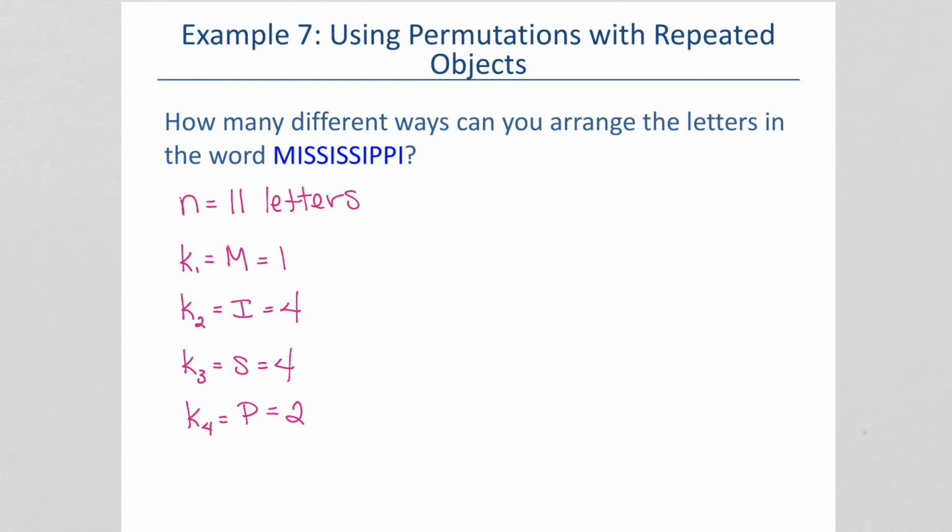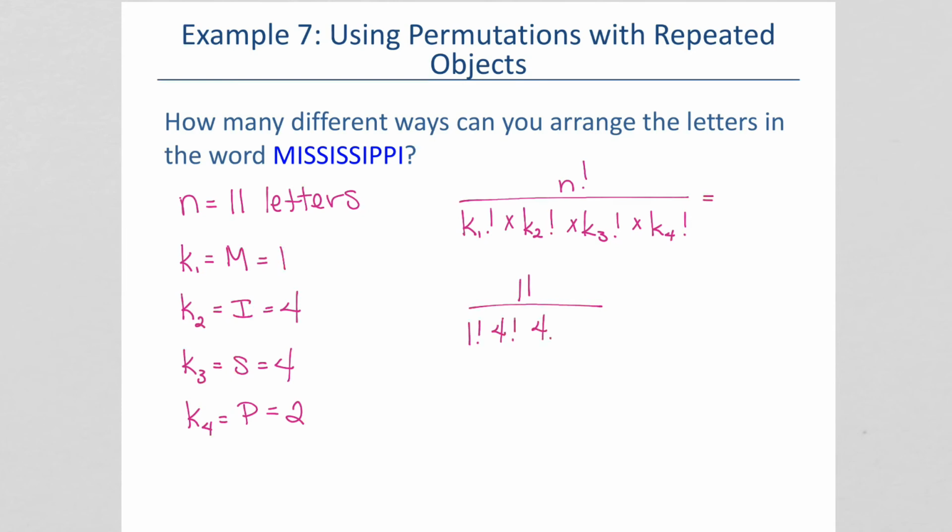So when you fill in your formula, we're only needing k sub 1 factorial times k sub 2 factorial, and so on, 4 times on the bottom, with n factorial on the top. So we'll have 11 factorial over 1 factorial times 4 factorial times 4 factorial times 2 factorial. I'll take this to the next page.